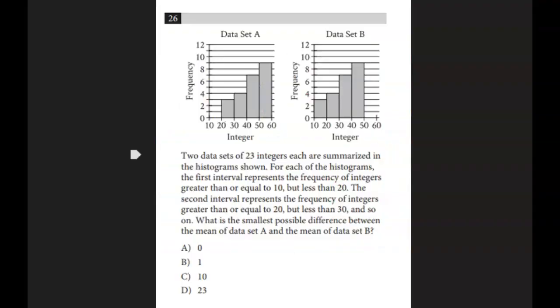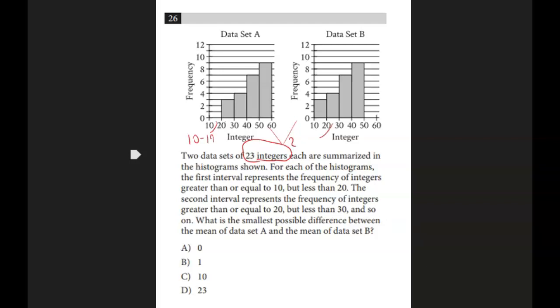All right, number 26. Two data sets of 23 integers. So that's key. So 23 pieces of data made these, I guess. Each are summarized in the histogram shown. So 23 pieces of data made these histograms. For each of the histograms, the first interval represents the frequency of integers greater than or equal to 10 but less than 20. The second interval represents the frequency of integers greater than or equal to 20 but less than 30. So what it's saying is basically this is between 10 and 19.